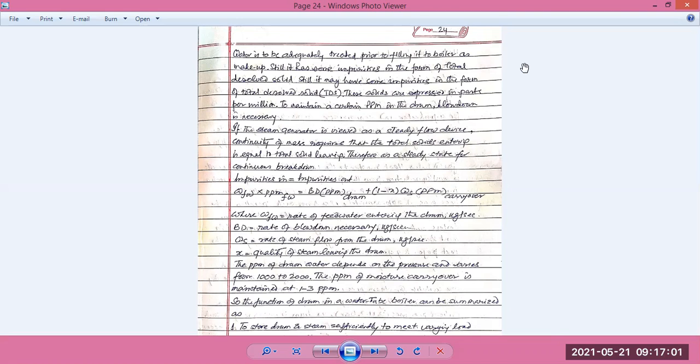Because that would be expensive and time consuming work, it still has some impurities in the form of total dissolved solids, TDS. These solids are expressed in parts per million.